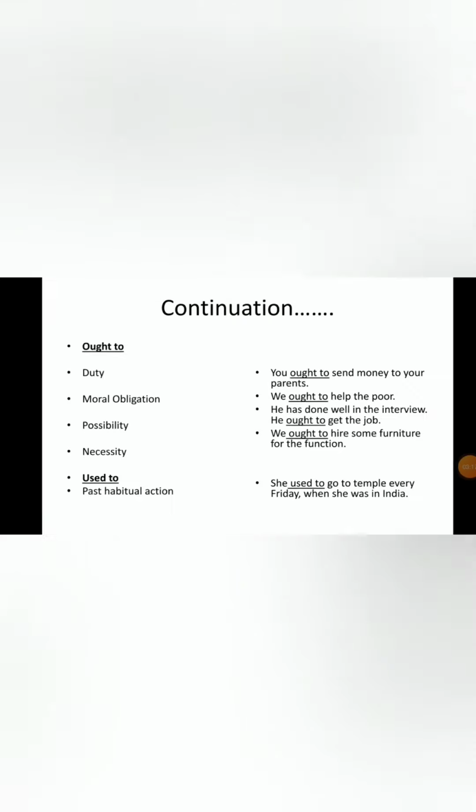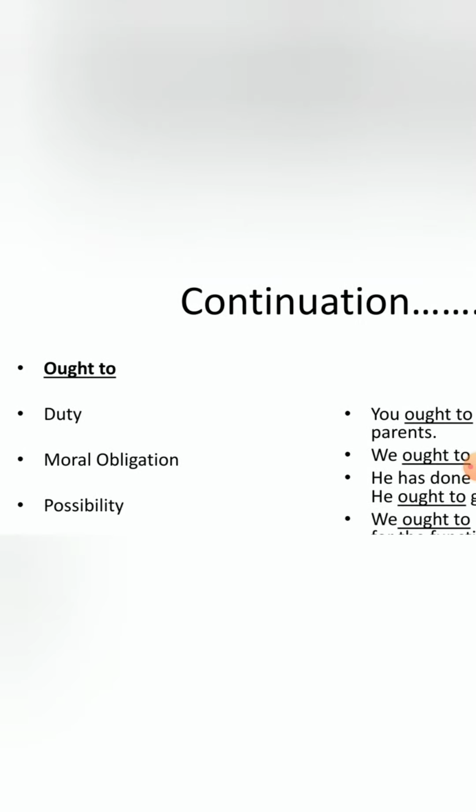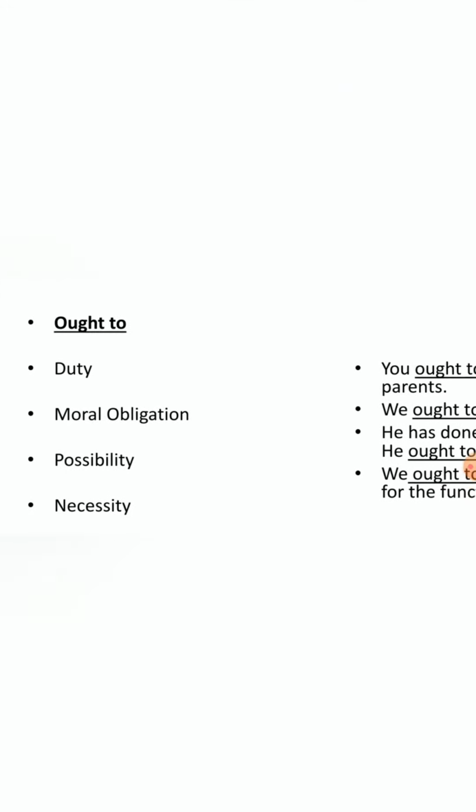Next one is ought to. The use of ought to is similar to should, but it is much less frequent. Like should, the verb ought to does not have a past form. It is only used with reference to the present and future. Ought to is rarely used in questions and negatives. Here we have four functions for that.